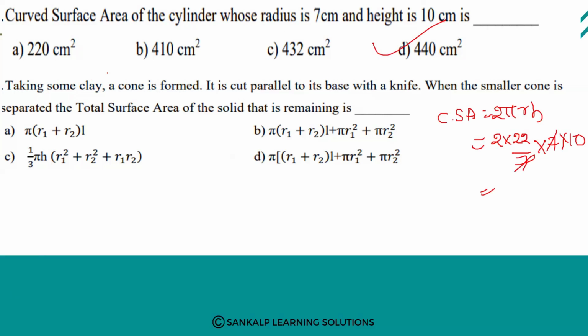Taking some clay, a cone is formed, and it is cut parallel to its base with a knife. When the smaller cone is separated, the total surface area of the solid that remains is. Okay, so one cone is there and that cone is cut parallel to its base. That means here one frustum will form, right? So we need to find the total surface area of a frustum of a cone. Total surface area means pi (r1 plus r2) into L plus pi r1 square plus pi r2 square. So option B is right. Understood? Okay, this is about the frustum of a cone.